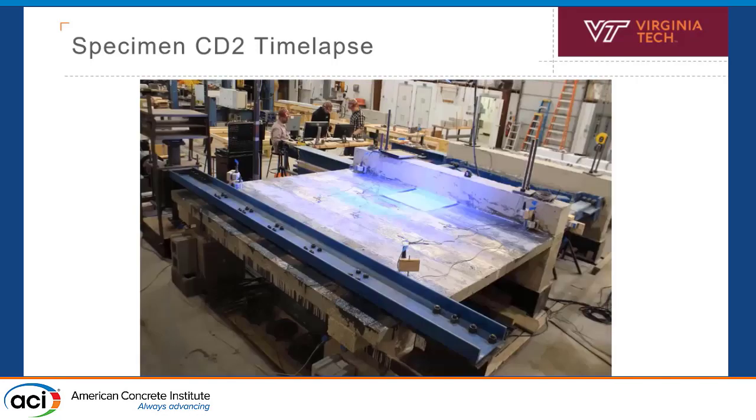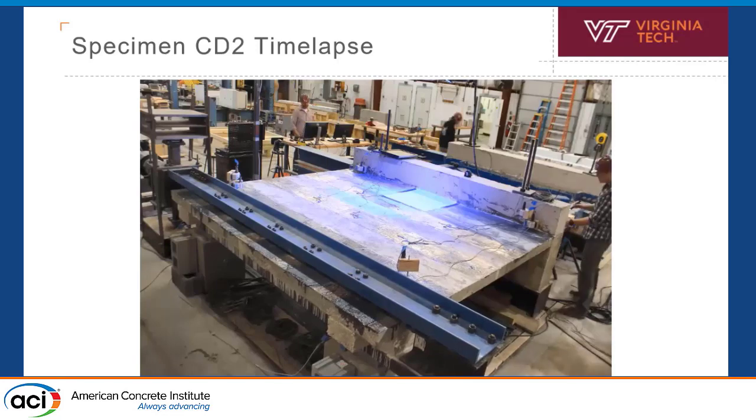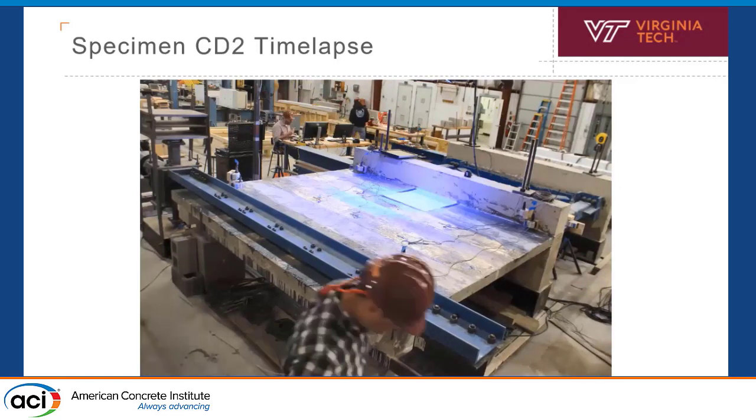So next is time-lapse CD2. This one's a little more interesting because you got FRP on this guy. You're going to see the predominant failure that we get on here. If you're familiar with FRP, you know what it's going to be. If you don't, and this is new, typically you get a debonding failure. So the laminate does not stay on the concrete, basically.